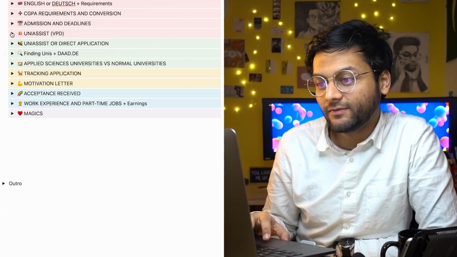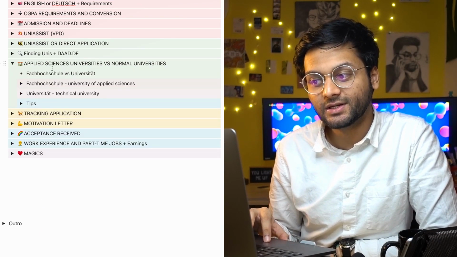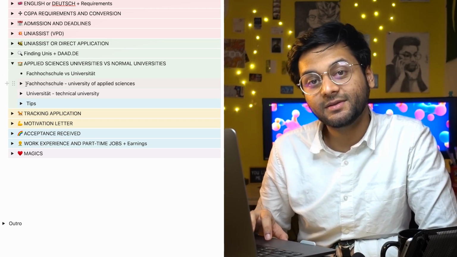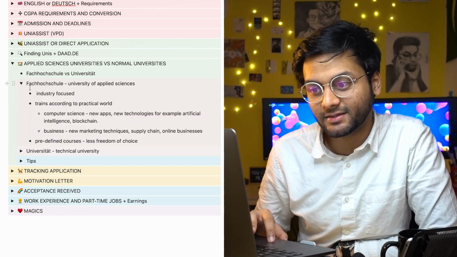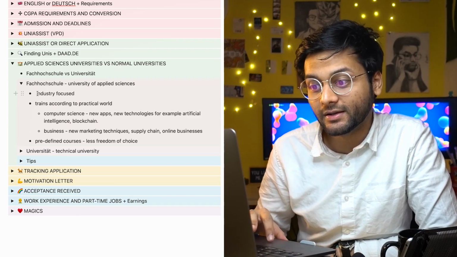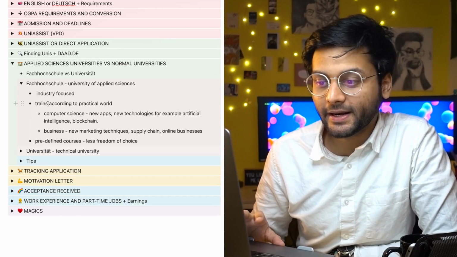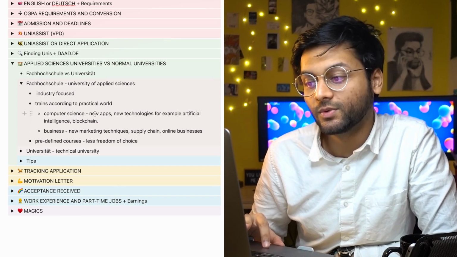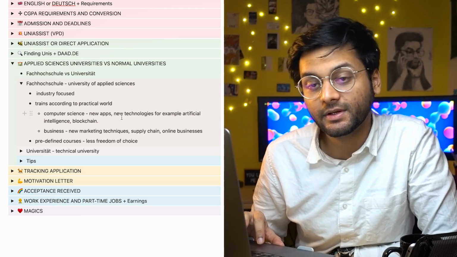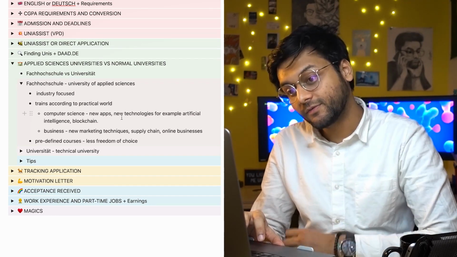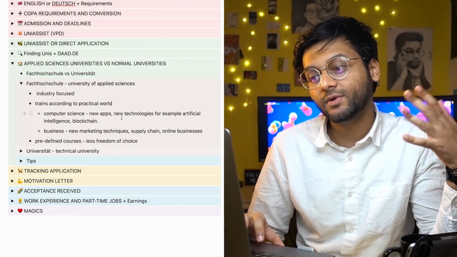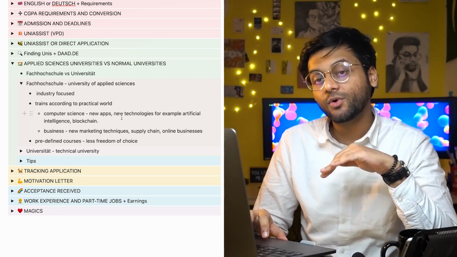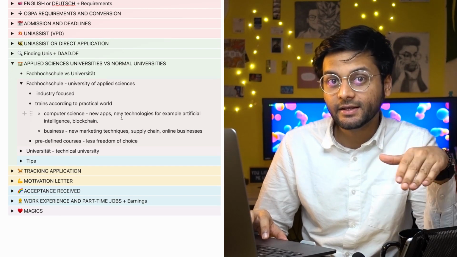Okay, moving forward, we have applied sciences universities versus normal universities. Fachhochschule versus Universität. Fachhochschule is basically universities of applied sciences. What happens here is that the degrees are more industry focused, and it trains you according to the practical world. For example, if you are a computer science student, it will teach you how to make new apps, what are the new technologies, for example, in artificial intelligence and blockchain. And if you're a business student, what are the new marketing techniques, what is supply chain, how to do supply chain, and how to do online businesses, what is entrepreneurship. And the courses are mostly predefined. There's less freedom of choice.